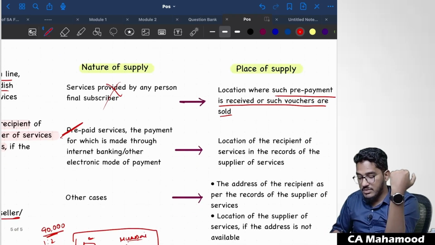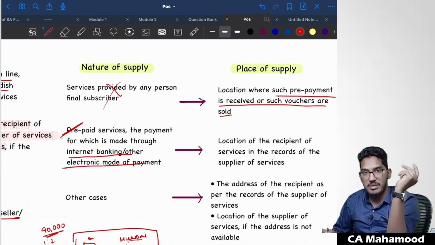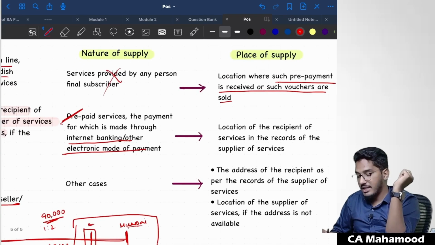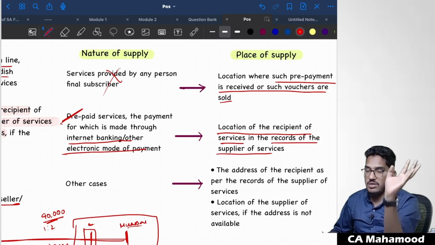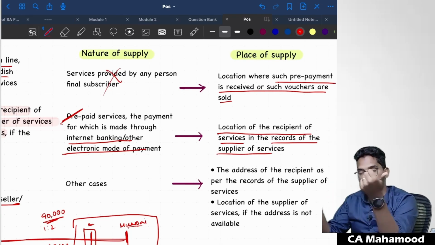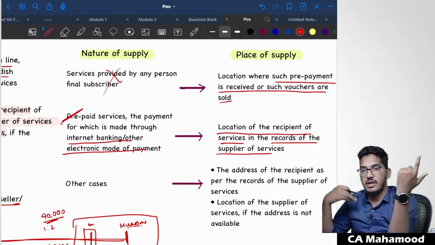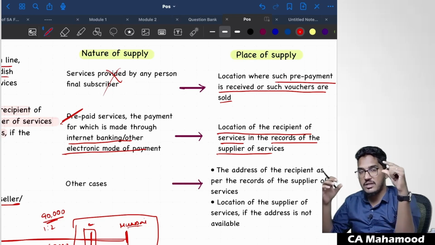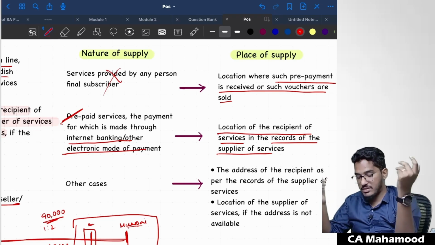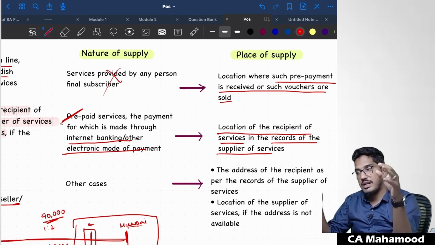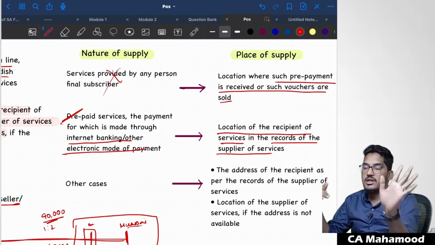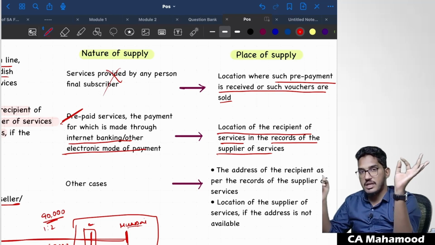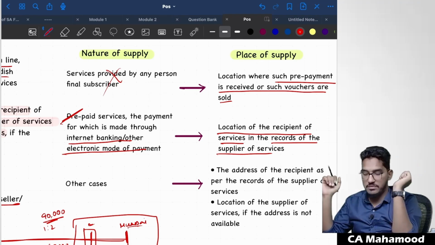Prepaid services, the payment for which is made through internet banking or other electronic mode of payment. Sir, in this case, how to determine the place of supply? They said the location of the recipient of services in the records of the supplier of services. Generally, for all these prepaid connections, wherever internet recharges are happening, our addresses will be there. At the time of giving the telecommunication SIM, they collect the Aadhaar card from us, and when they collect it, our address is captured in their records. So in case of all these prepaid services where payment happens through electronic systems, internet banking, etc., the suppliers will have our information, because they give the SIM only after collecting our addresses. So whatever address is available in the supplier's records will be the place of supply.